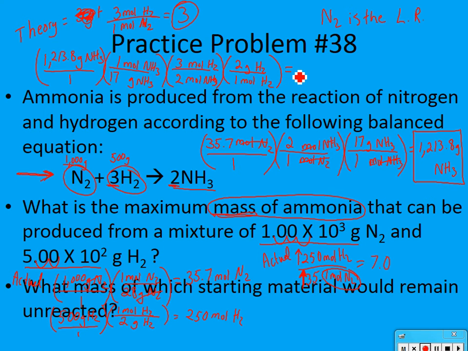So 1,213.8 times 3 times 2, and then we're going to divide it by 17 and also divide it by 2. I'm getting that we actually used 214.2 grams of H2. But how much did we start with? 500. So how much remains unreacted? Well, we take what we started with, 500 grams, subtract off what we used, 214.2, and that will tell us how much remains.